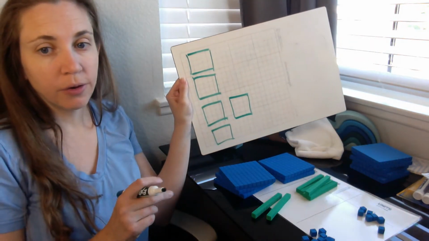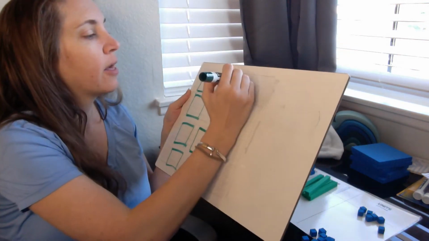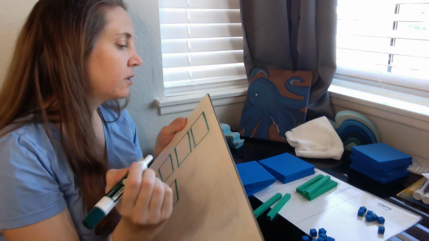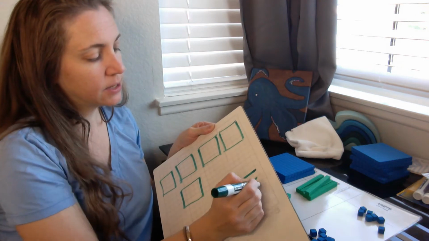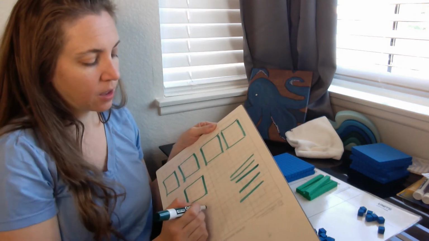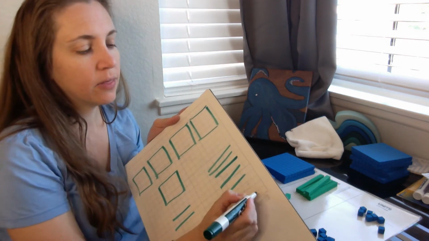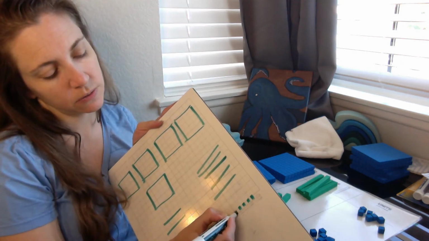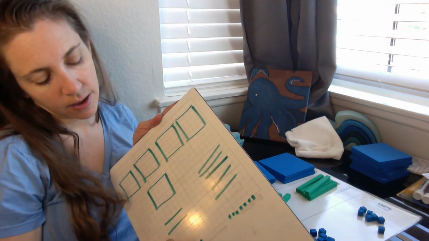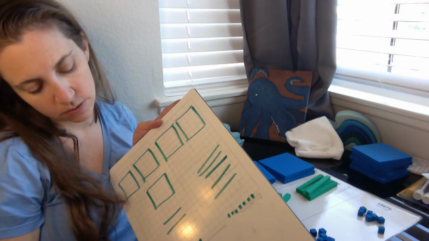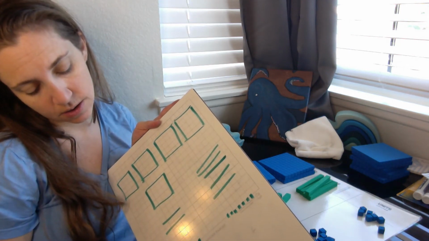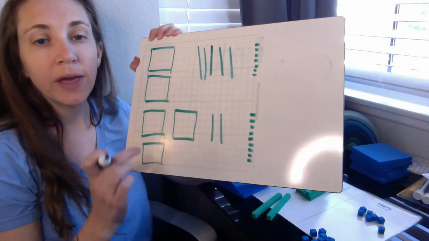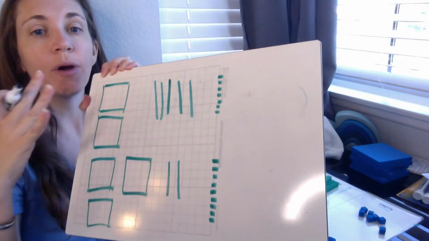So they're drawing out what they're seeing here. Then we have 5 sticks and we have 2 sticks. Then we have 7 cubes and we have 9 cubes. 6, 7, 8, 9. So they can draw out a representation.